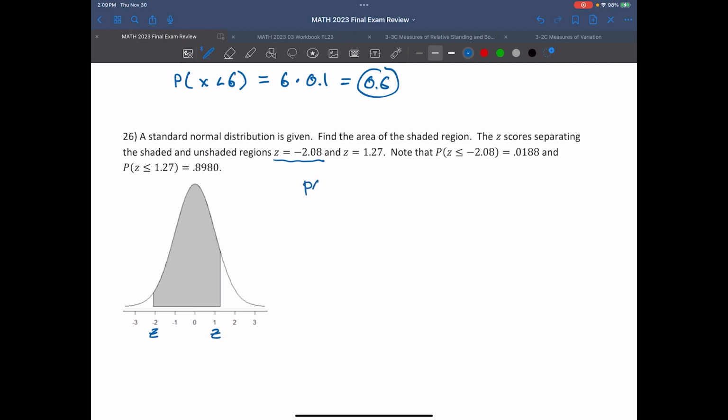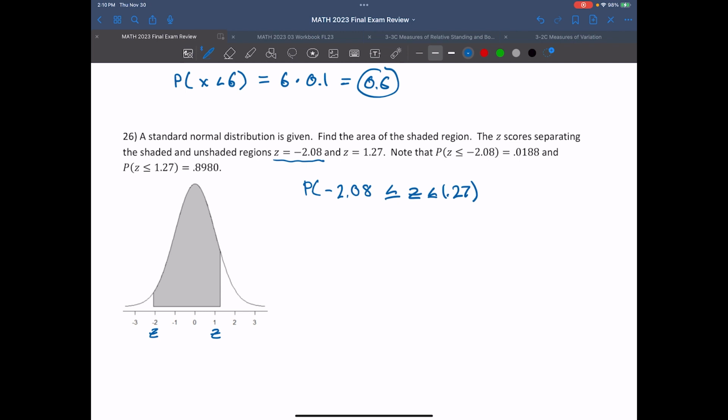So we want to find the probability of selecting something from the sample where it has a z-score contained between negative 2.08 and z, and again, whether it's less than or equal to isn't a big deal because it's continuous, but we'll go ahead and use the equal to match above. And we have 1.27 here.